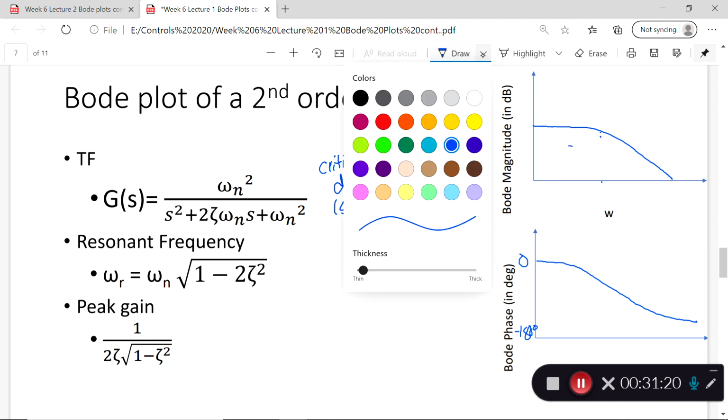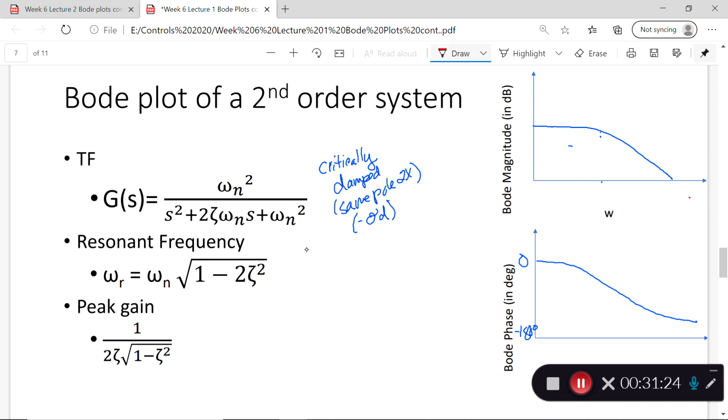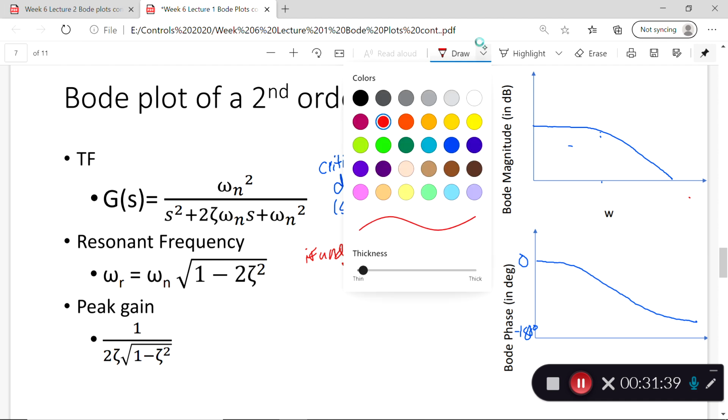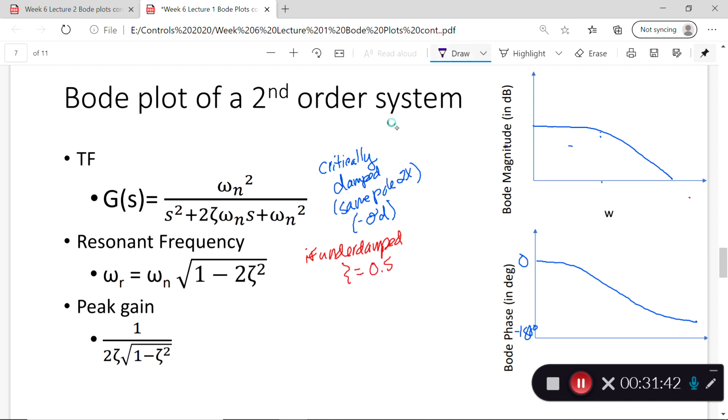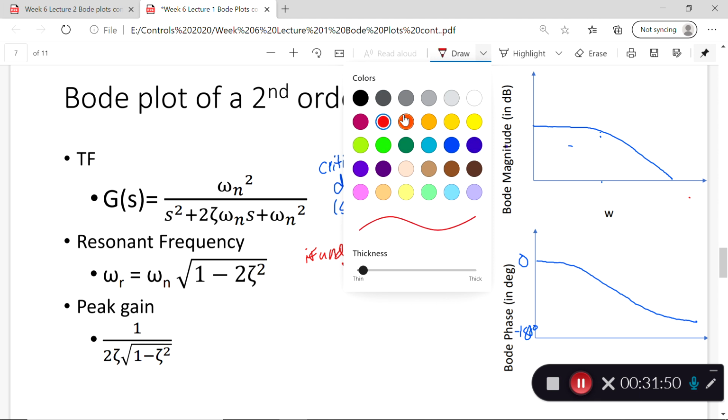If I have underdamped cases, though, this gets a little more complex. I'm going to start with a zeta value equal to 0.5. Remember when you're critically damped, what was your damping ratio zeta? That's when zeta equals 1. For underdamping, I have to be between 0 and 1, so I'm going to look at 0.5 first.